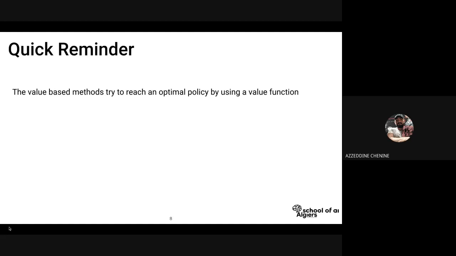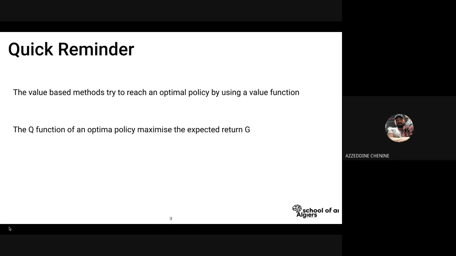And there is also another type of training, which is policy-based training, where we don't try to find a function, but we go directly to the optimal policy. For now, we are interested in finding a function that will be guiding us to find the optimal policy. But how? The second point is that this function of an optimal policy maximizes the expected return G.